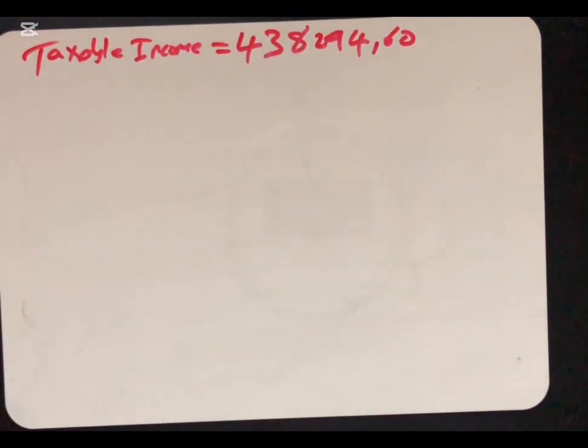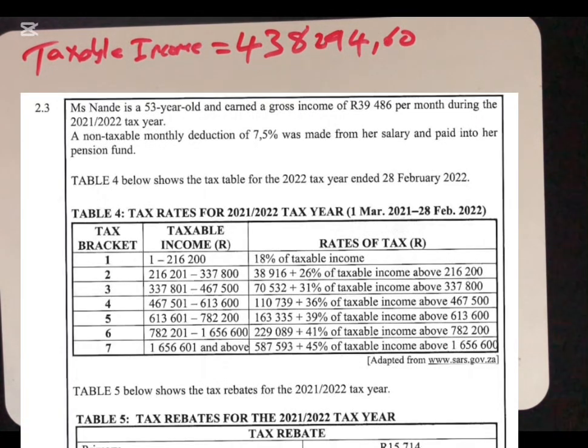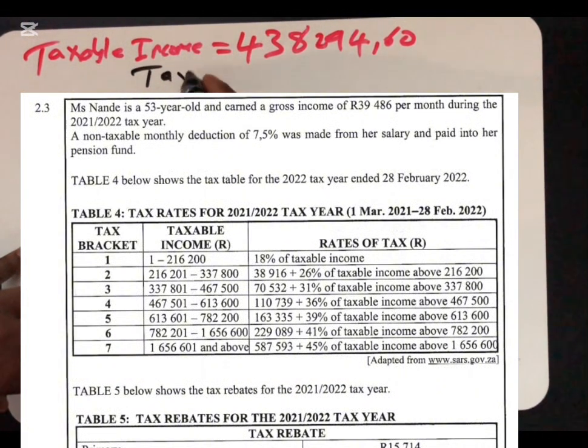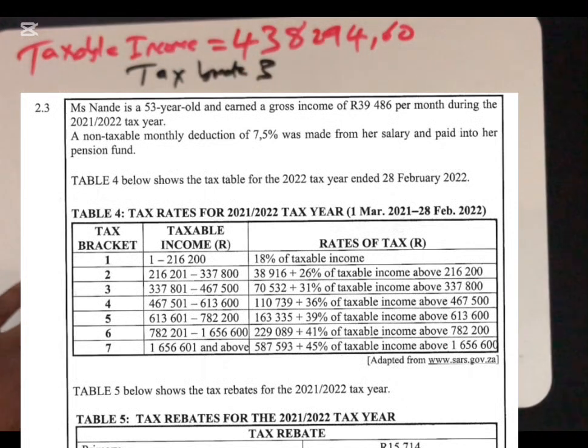Now, because we do have our taxable income, we use this taxable income to locate the tax bracket that we can use to calculate the tax of this person. If you look at the taxable income we have calculated of 438, it is found in tax bracket number 3. So we are now going to use tax bracket 3. We copy down tax bracket 3.